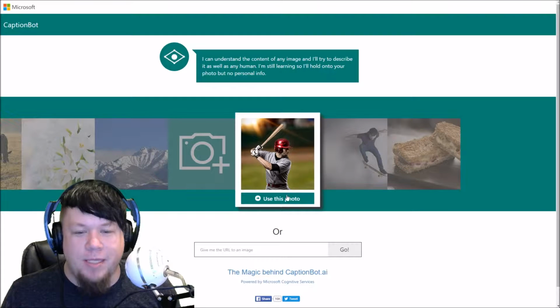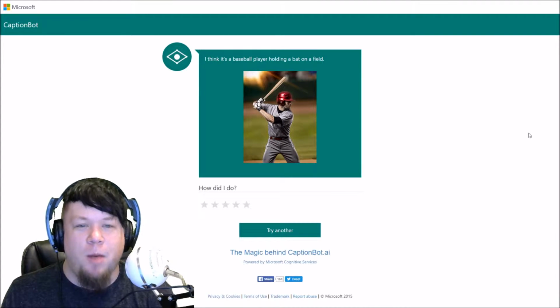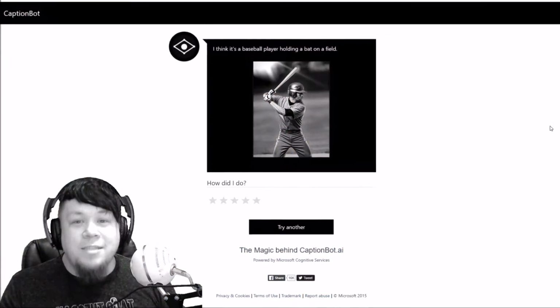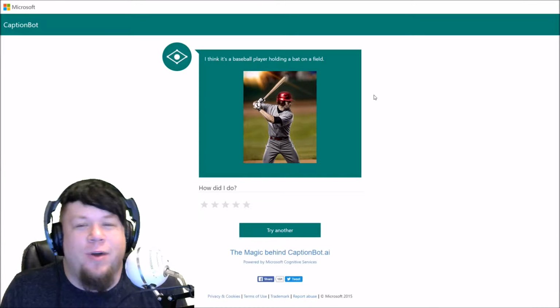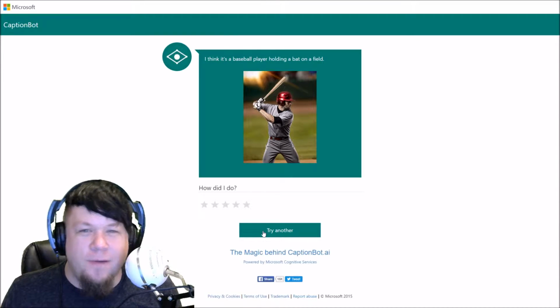So there's a guy playing baseball. Let's see what this comes up with. I think it's a baseball player holding a bat on the field. How does it know that? Well, I don't know. This is a picture they offered, so we're going to try something a little different here.